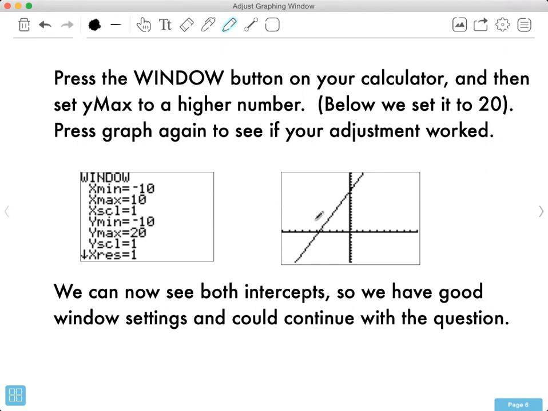So you press the window button on your calculator, and you look for the y max line right here, and set it to a higher number. Now this is a little bit of guess and check, a little bit of educated guessing. You can see we could almost see the y-intercept on the original graph, so we're not going to raise it too much. In this example, I raised it from 10 to 20. When we press graph again, we can see that yes, we can in fact see the x-intercept, and we can see the y-intercept, which is the important information for this graph. So we're good to go. If there's any other questions, we could continue on and answer them.